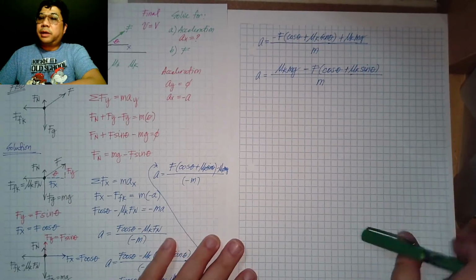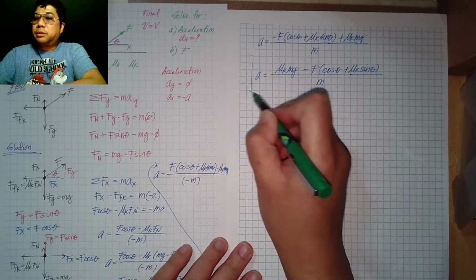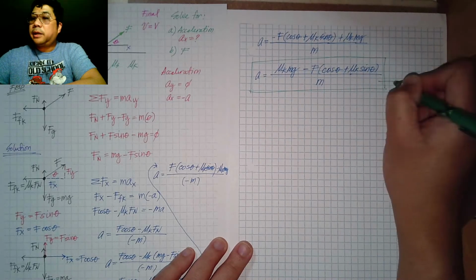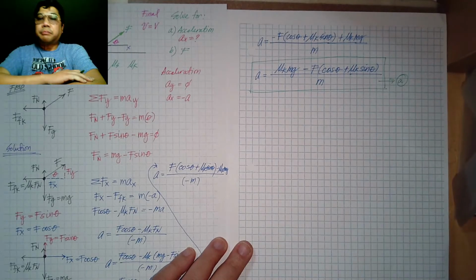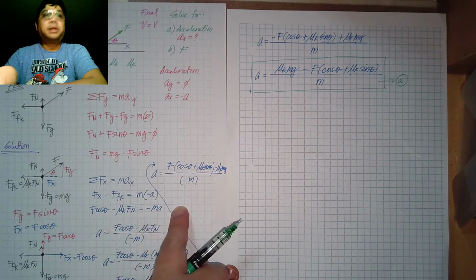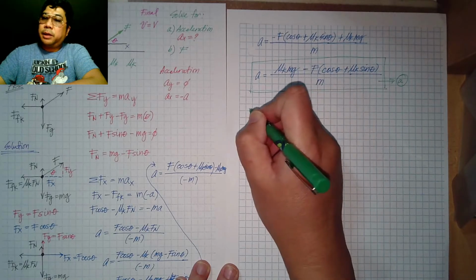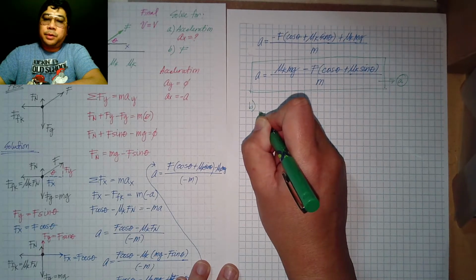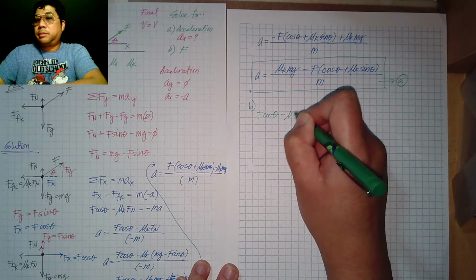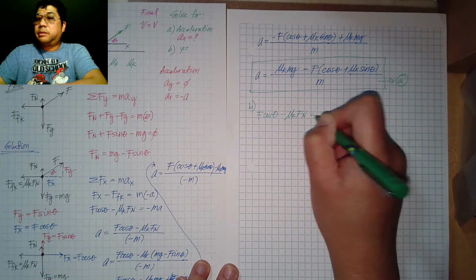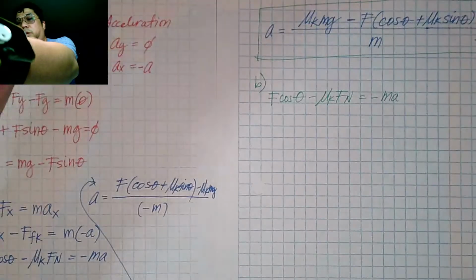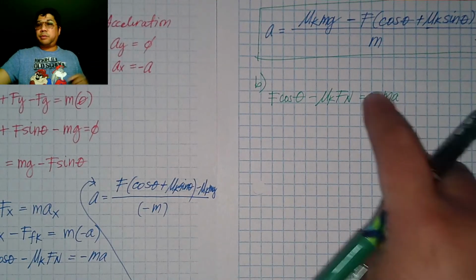Okay, so this is for letter A. Let me just draw a box around it saying that this is our answer for letter A. Now how about letter B? Using this relationship, f cosine theta minus mu sub k Fn equals negative ma. Okay, there you go. Let me just zoom it in, as we already know where I got this information.